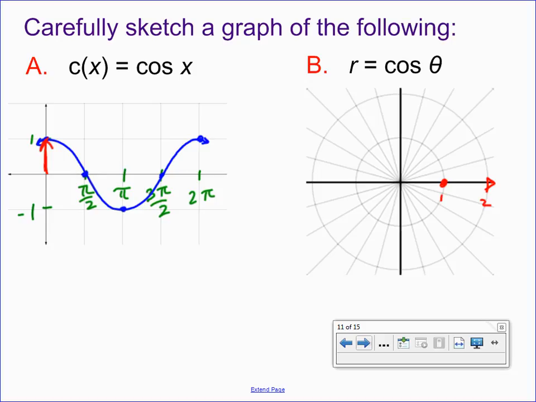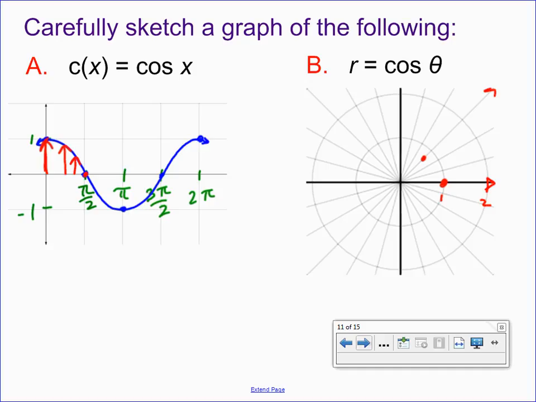You guys want to do pi over 4? What's the cosine of pi over 4? Root 2 over 2, right? Which is about 0.7. Can I plot a radius of 0.7 for magnitude in the direction of pi over 4? Yes. We're about there. Yes? Let's keep spinning. We can do one more.